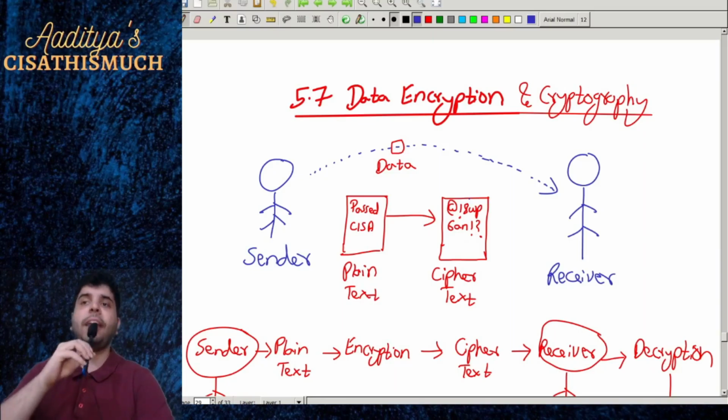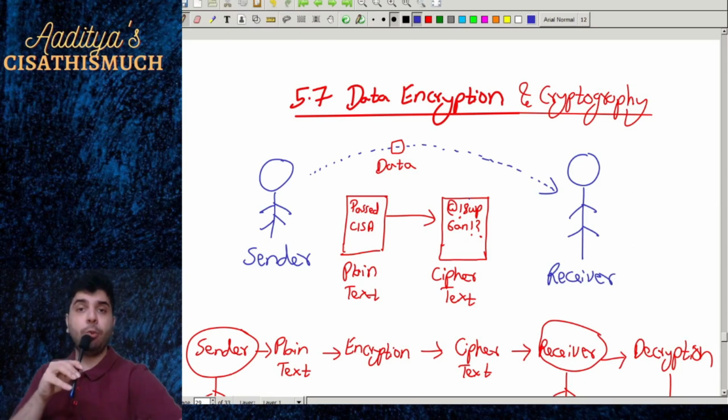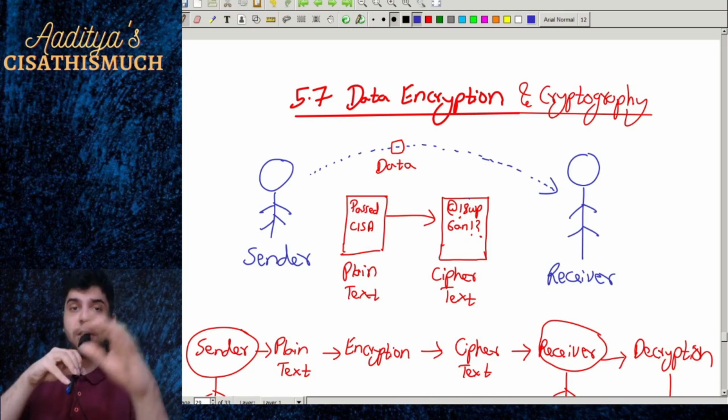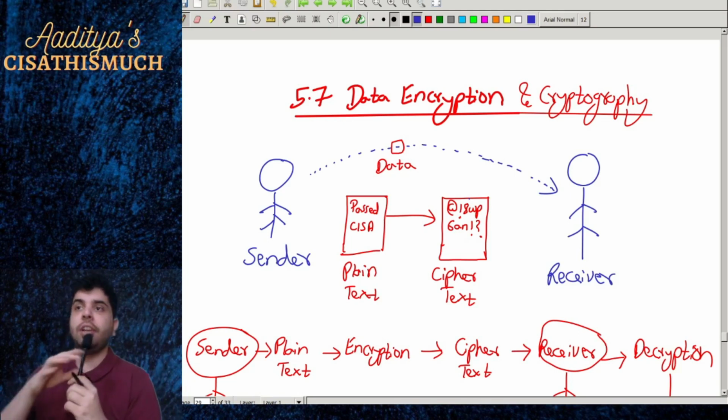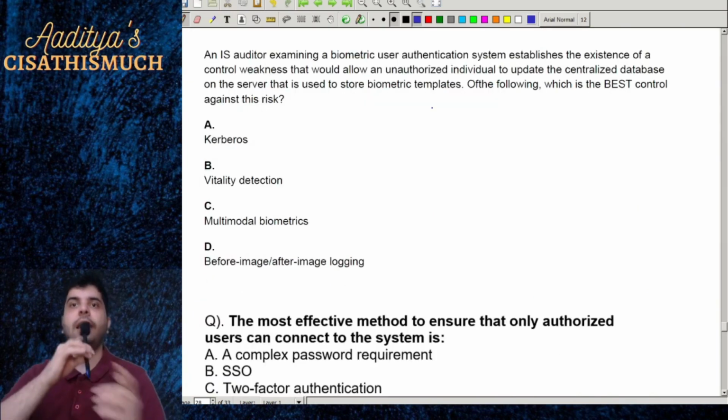Alright, so the next topic is 5.7, data encryption and cryptography. Very important from the exam point of view. But before starting with 5.7, we will discuss some questions from the earlier topic. Alright, let's look at question number 1.